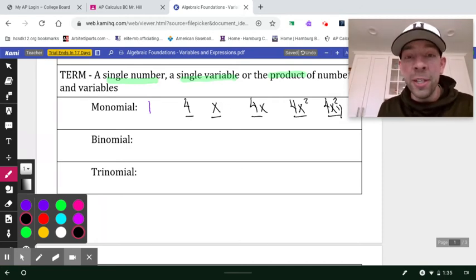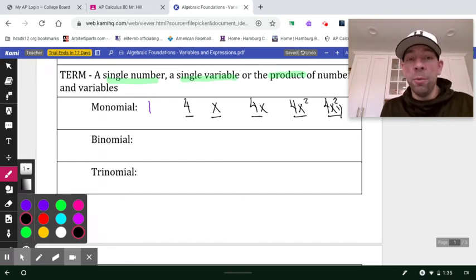Basically, here's a ninja secret. If there's no plus signs or minus signs, then it's a monomial.